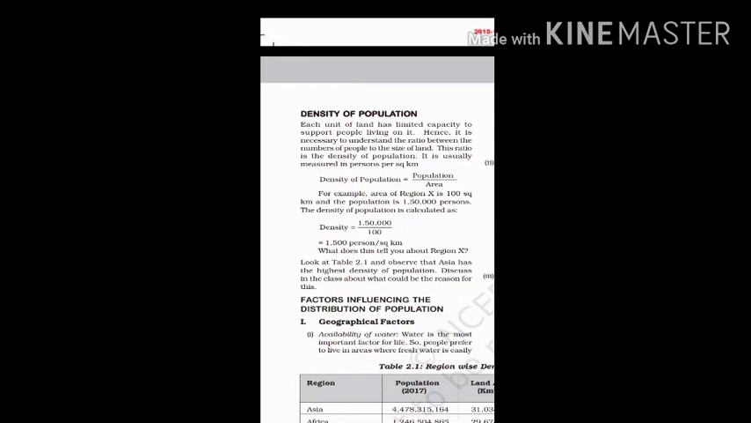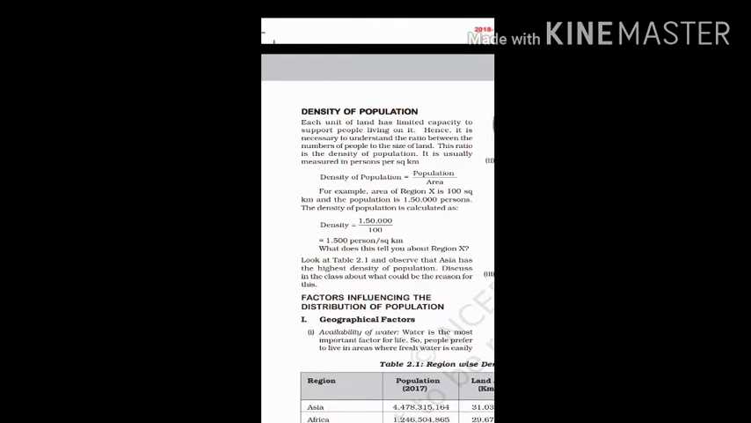Density of population is the ratio of the population by area. This is the formula given here. So in simple words, density of population means number of persons per square kilometer of area. Remember this one.